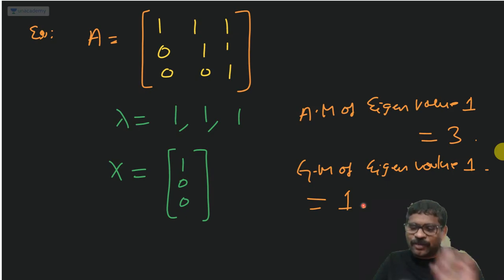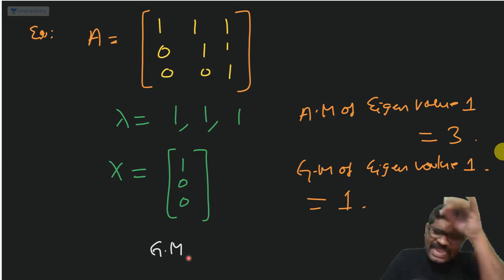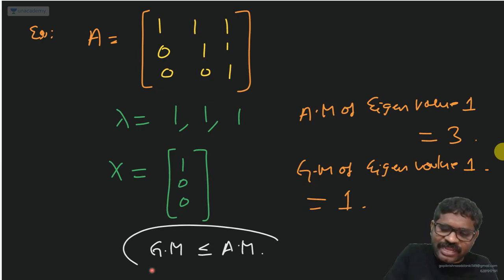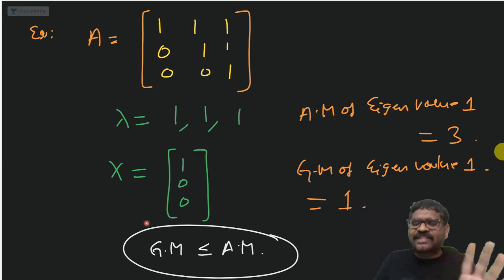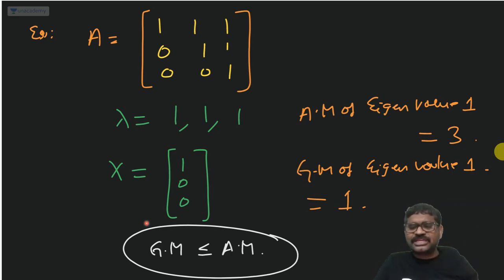Please remember one point. The geometric multiplicity of any eigenvalue is less than or equal to the algebraic multiplicity of that eigenvalue. GM can never be greater than AM for any eigenvalue you take. GM is always less than or equal to AM. Sir, when would both be equal? The possibility is there. When GM and AM are equal, just observe this example.